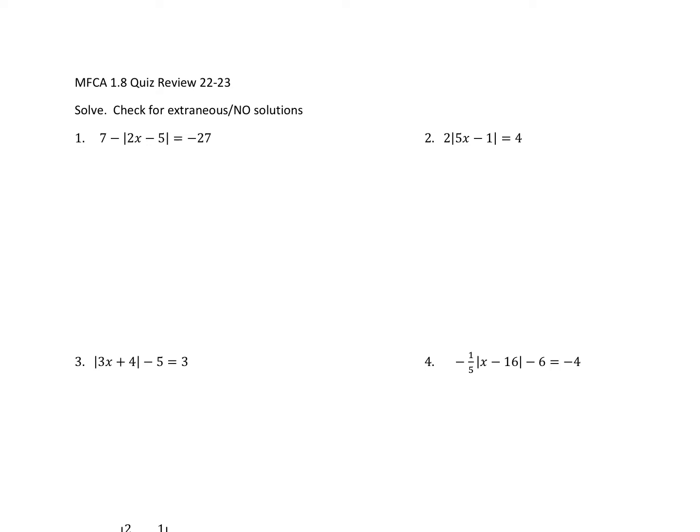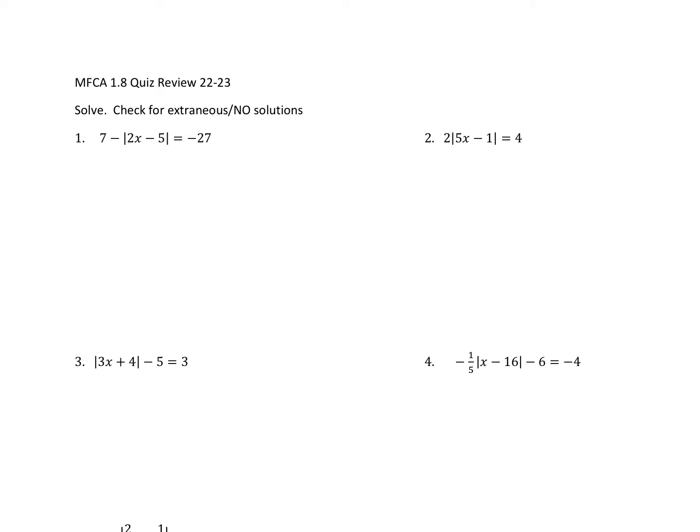For number 1, you have 7 minus the absolute value of 2x minus 5 is equal to negative 27. Remember, when you have that equal sign, you're going to isolate the absolute value, then form two equations without the absolute value involved, and solve both of them. Remember, the absolute value of anything is always a positive number. It can never be equal to a negative number. So if that's ever the case, it would just be no solution.